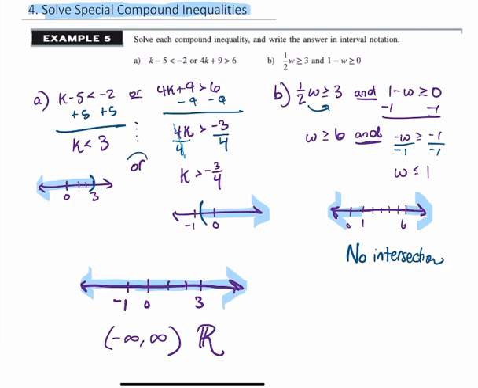If this was an or statement, like our left example, everything would be fine. We would just combine these two using a union. But remember, with an and, we have to give our solution as whatever is in both of them at the same time, or where they intersect, or where they overlap. So since there's no intersection here, we would say no solution.